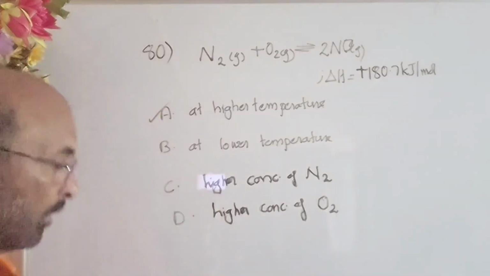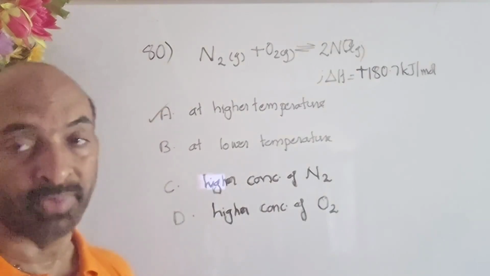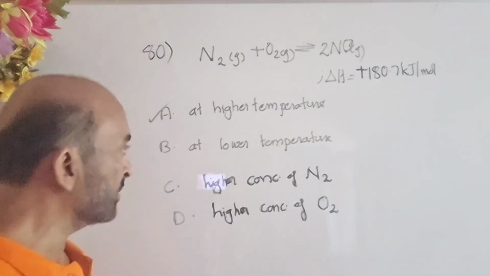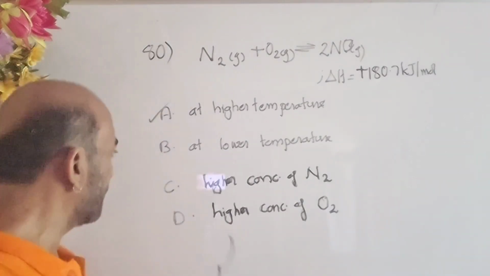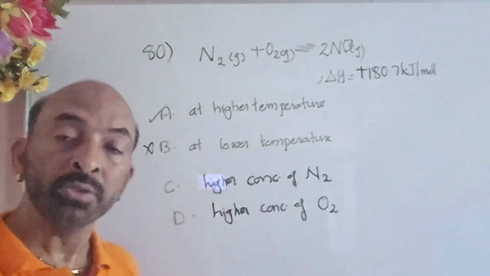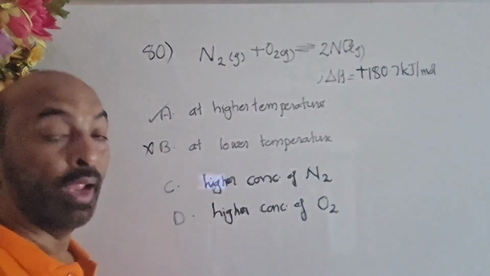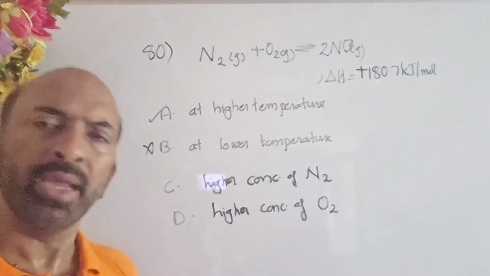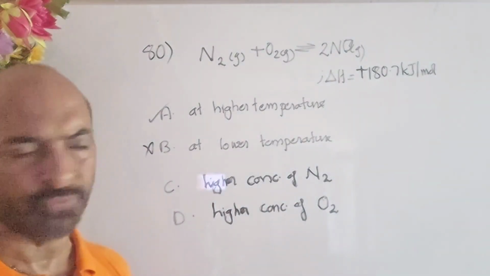Naturally, B will be low because it suggests a low temperature, because it is not an exothermic process. That's the answer. So B cannot be an option here. Then higher concentration of N2. See, for a gaseous reaction, a high concentration means high partial pressure of N2.